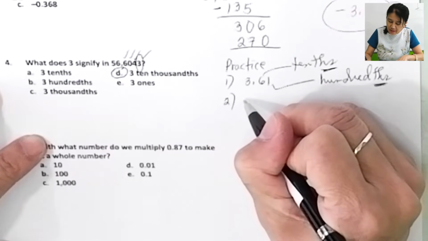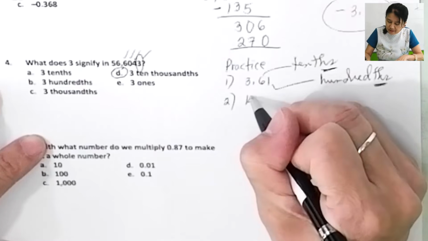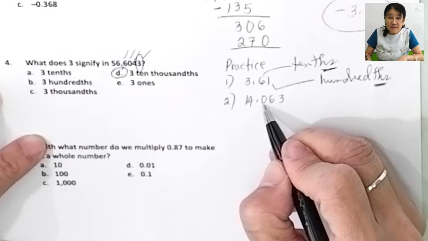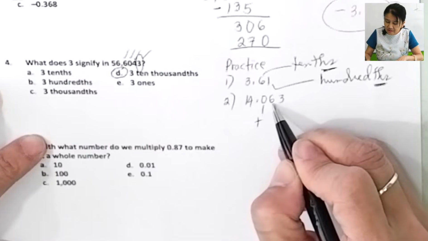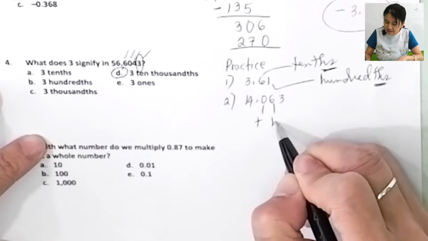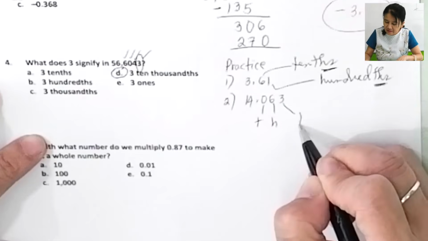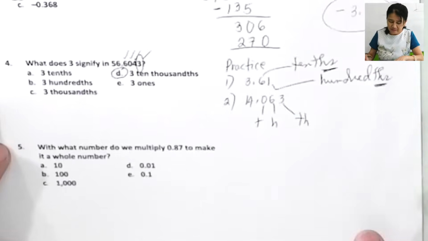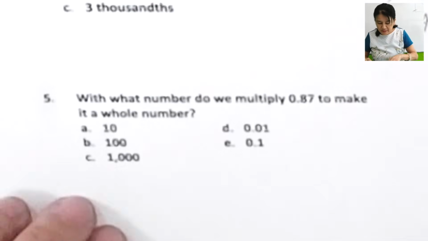What about if we have here 14.063? So 0 is tenths. This 6 is hundredths place and 3 is thousandths place. Tenths, hundredths, thousandths. Move to problem number 5.